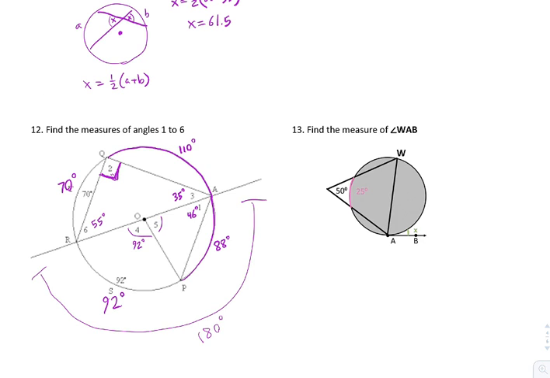And angle 5 also, it's equal to the measure of the arc. That's just 88 degrees. Well, that's a fun problem. I like those problems. Okay.